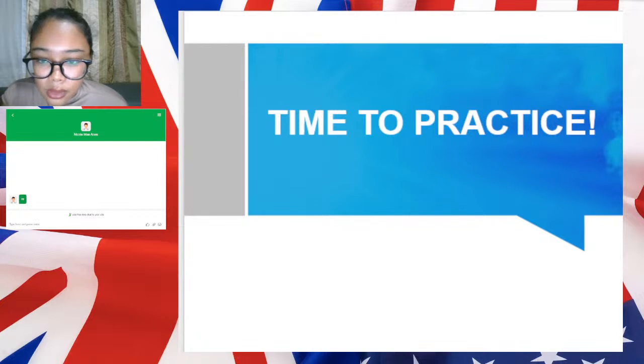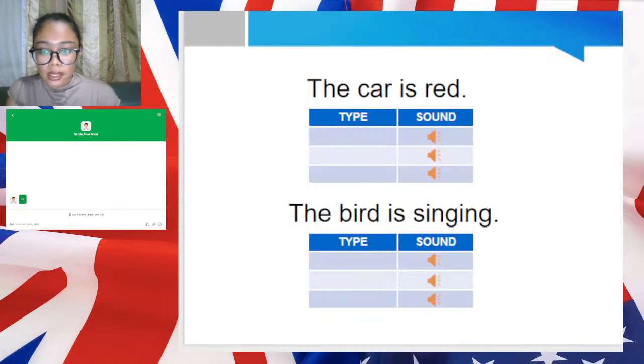Let's have a practice drill. It's time to practice. I want you to identify what particular regional accent is produced by these sounds. I've attached different audio that is saying the sentence above, like the car is red and the bird is singing. Let's identify what particular accent is produced in the various audio that I've attached. All right, let's have it for a moment.